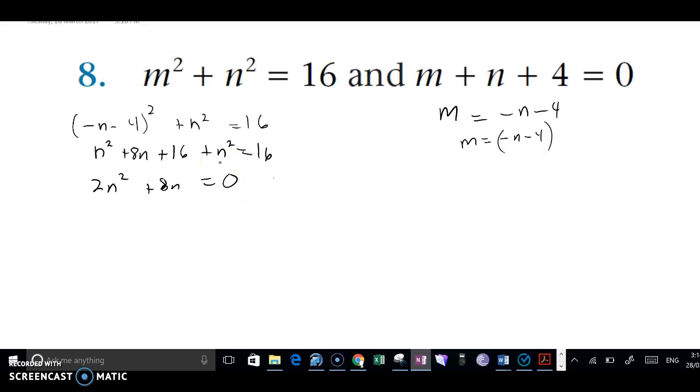Now this thing's easy to solve, as long as I did it correct. It's really embarrassing when you record yourself and you make a mistake. But that's pretty easy to solve.